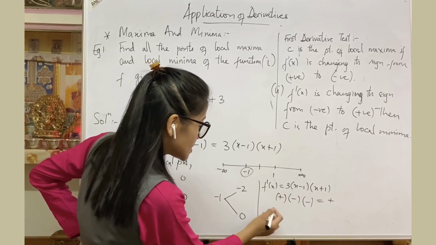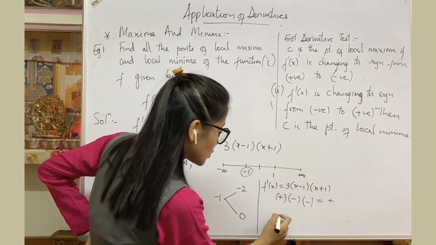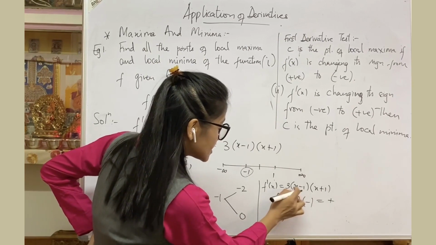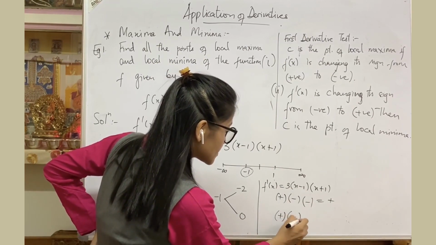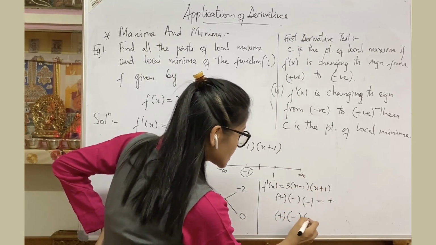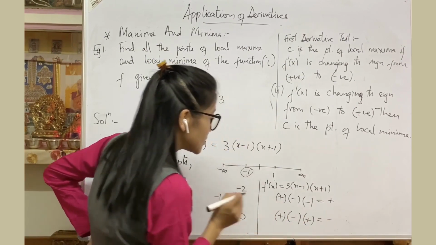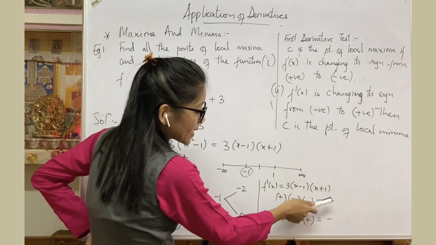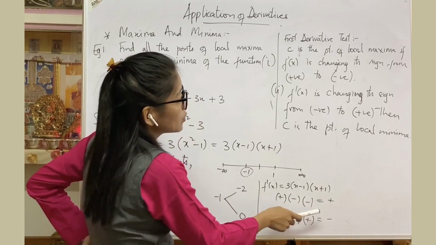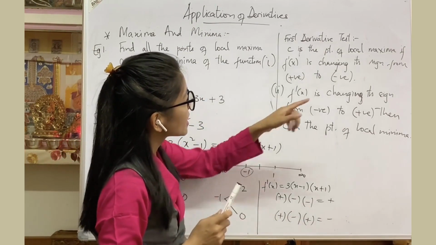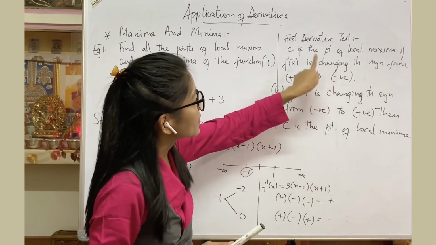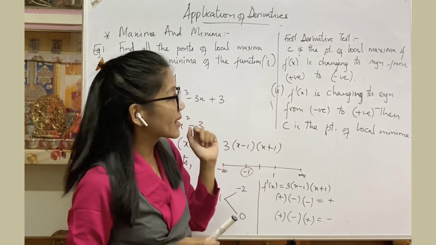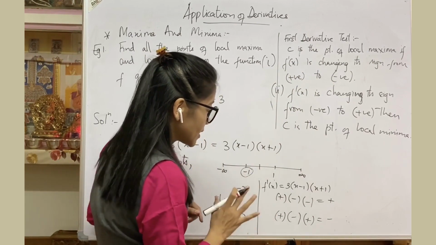And here when you put 0, 3 is a positive term, 0 minus 1 is a negative term, 0 plus 1 is a positive term, so this is negative. Which means f dash x is changing its sign from positive to negative. Is that clear? When f dash x is changing its sign from positive to negative, then C is the point of local maxima. Okay, so therefore you get this.